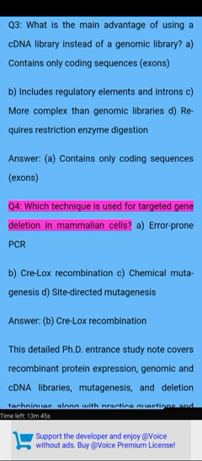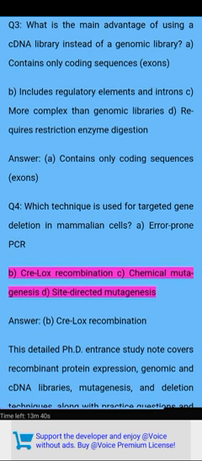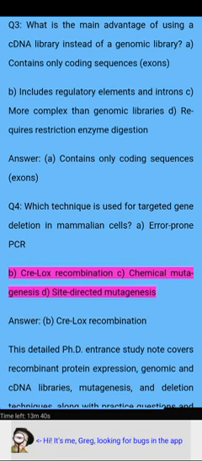Q4. Which technique is used for targeted gene deletion in mammalian cells? A. Error-prone PCR. B. Cre-lox recombination. C. Chemical mutagenesis. D. Site-directed mutagenesis. Answer: B, Cre-lox recombination.